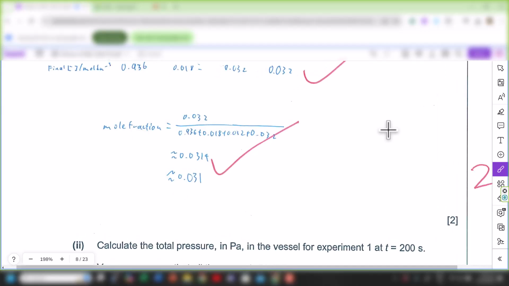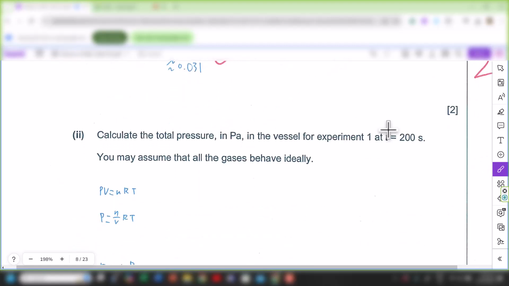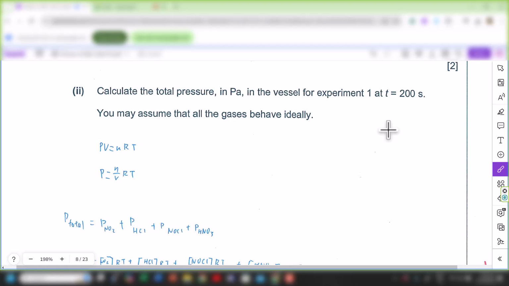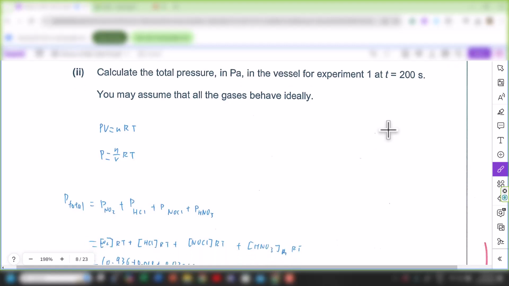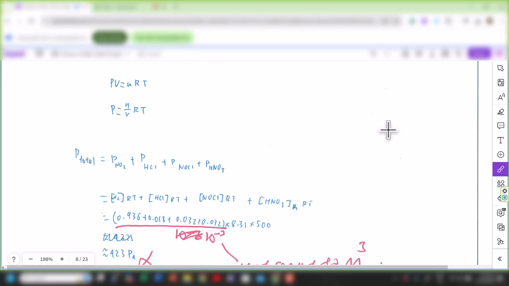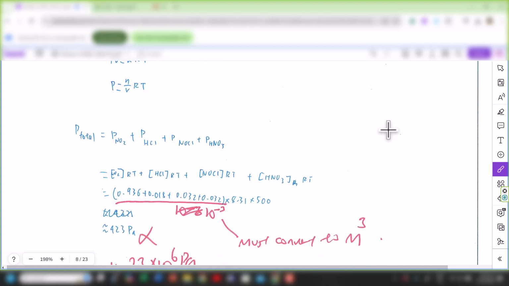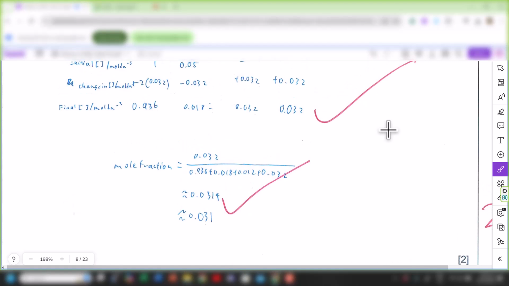Some of these mole calculations, they often test in your exams. So just make sure you know how to do it, especially practicals. Then for total pressure, you will make use of PV equals nRT. So again, it's a direct application. Of course, you need to be a bit careful because the volume is in cubic meter.